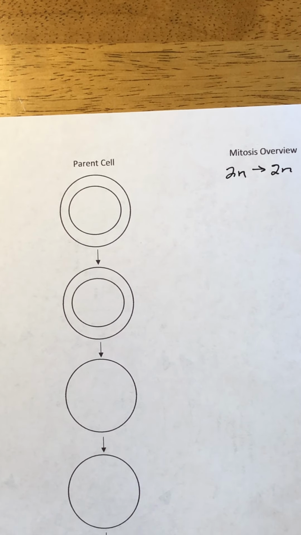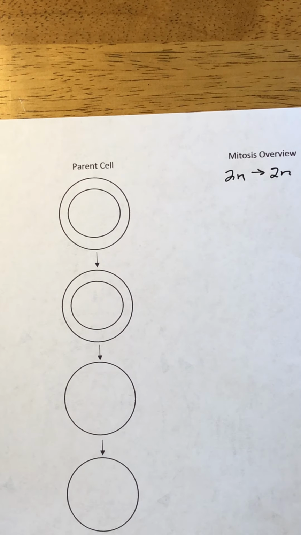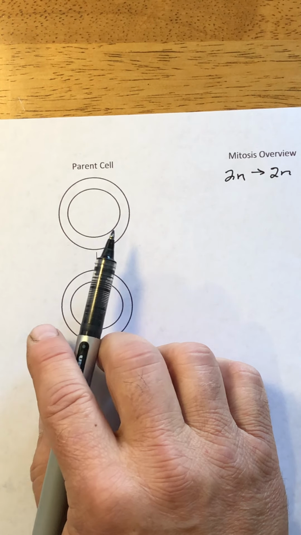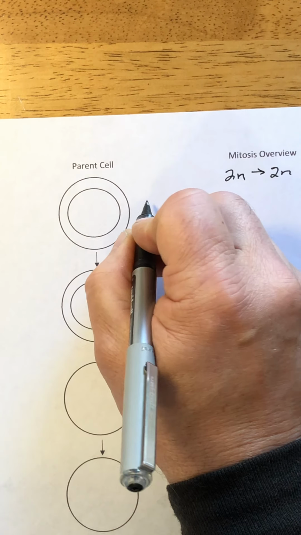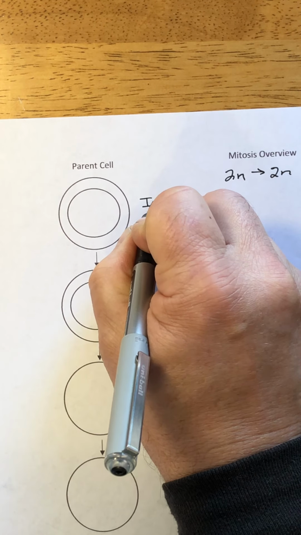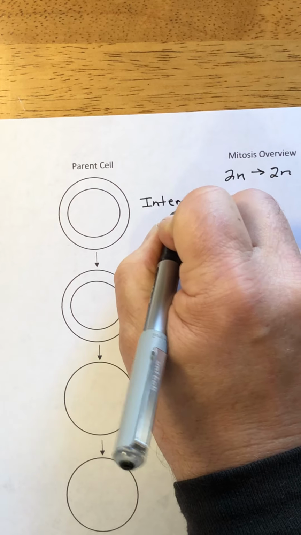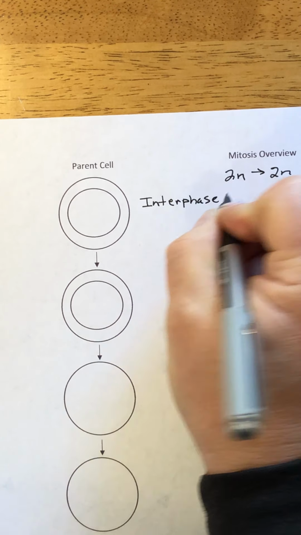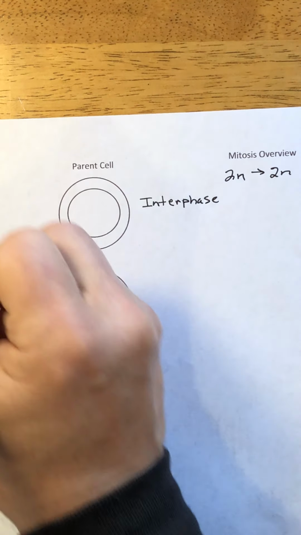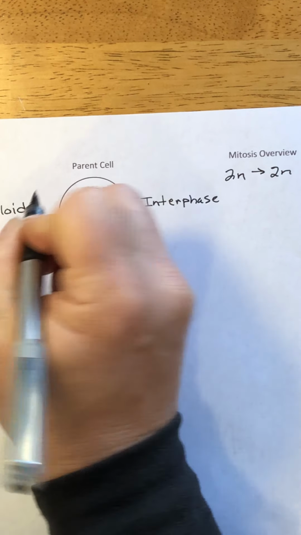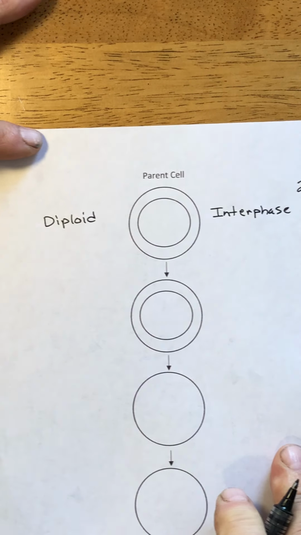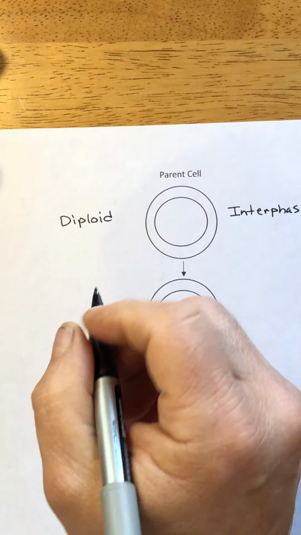Here we're going to try to keep it a little bit simpler and just work with a total of 4 chromosomes. And so this is our beginning cell, or our parent cell. And this cell, we're going to say, is starting out in interphase. And this cell is going to be diploid. Di means 2. And so this cell would be 2N.